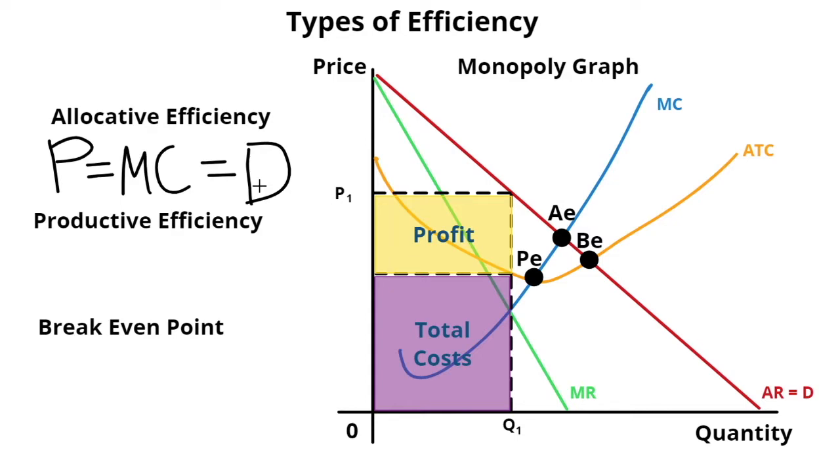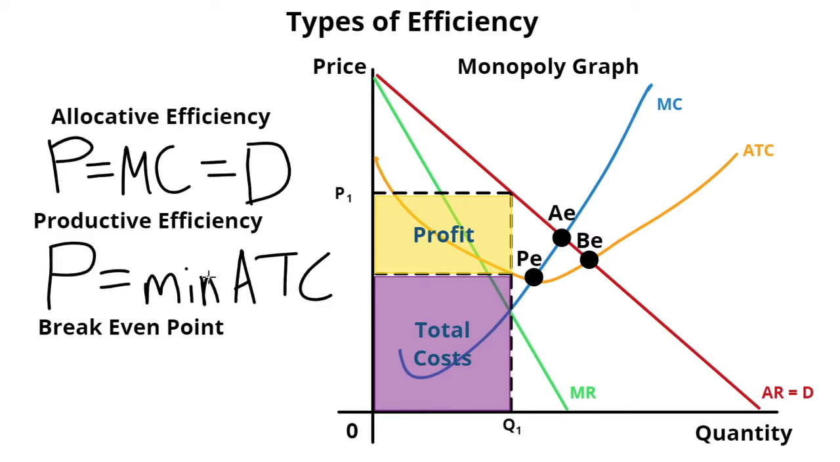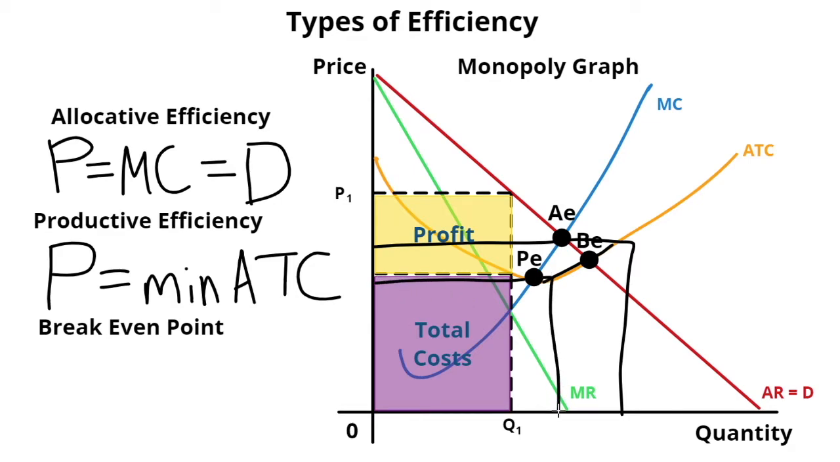Productive efficiency is when a good is made at its lowest possible cost, or when price is at minimum ATC, where it uses the least resources possible. For example, if we produce to the right of minimum of ATC, and our total cost is this much, it's larger than the total cost at minimum ATC. It's using more resources, and it's not at the lowest possible cost.